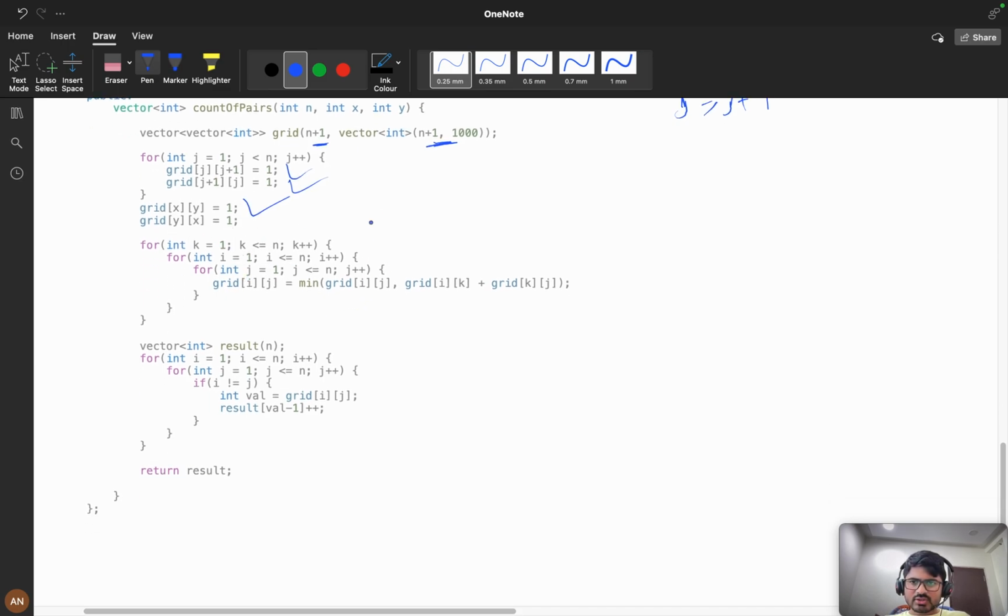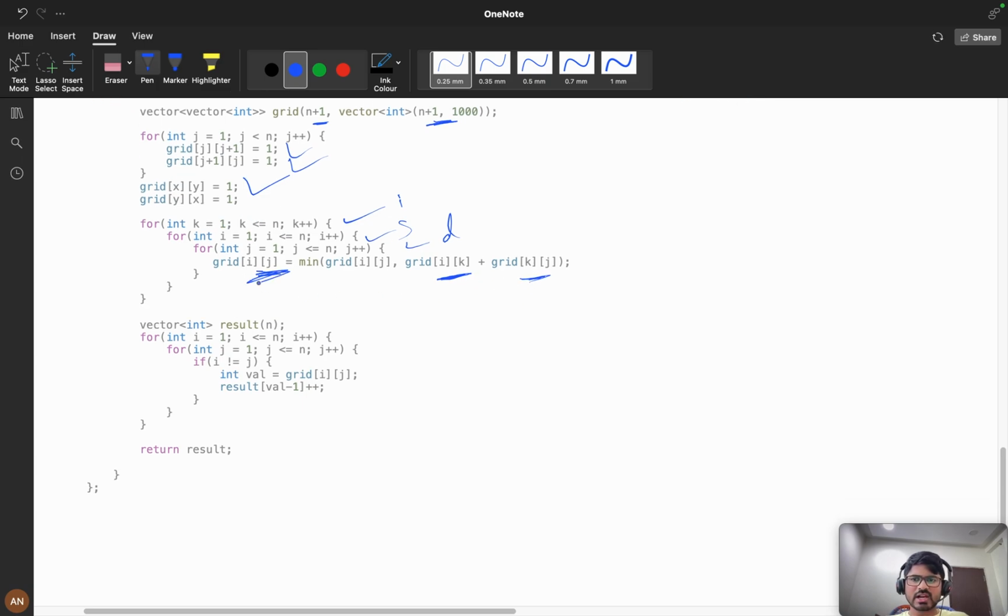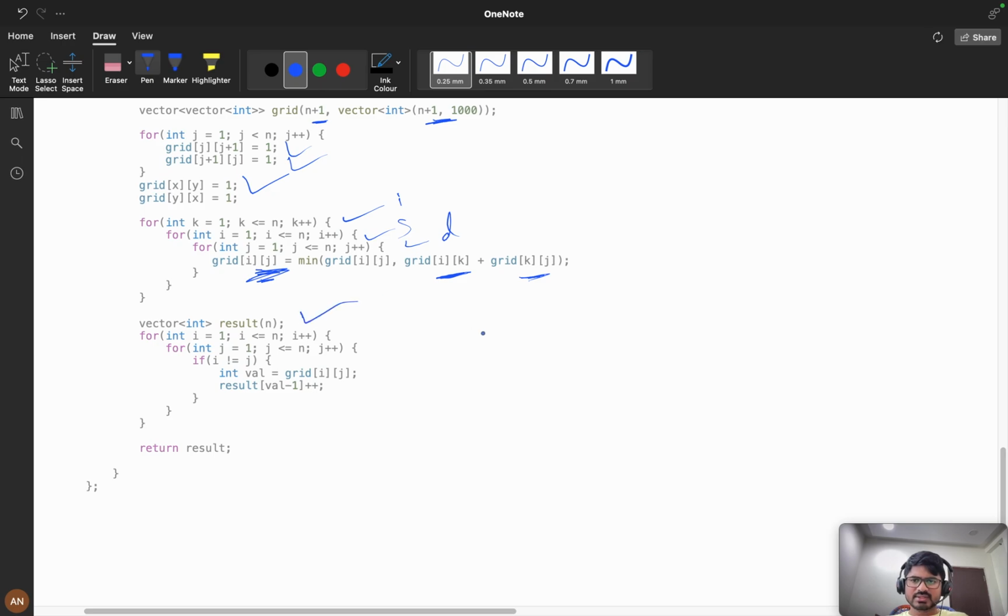Now this is the shortest path. k is my intermediate vertex, and i and j are my start node and my destination. If I want to go from i to j, first I will go from i to k, which is my intermediate, then k to j. In this way I will calculate the minimum, and this is my result.